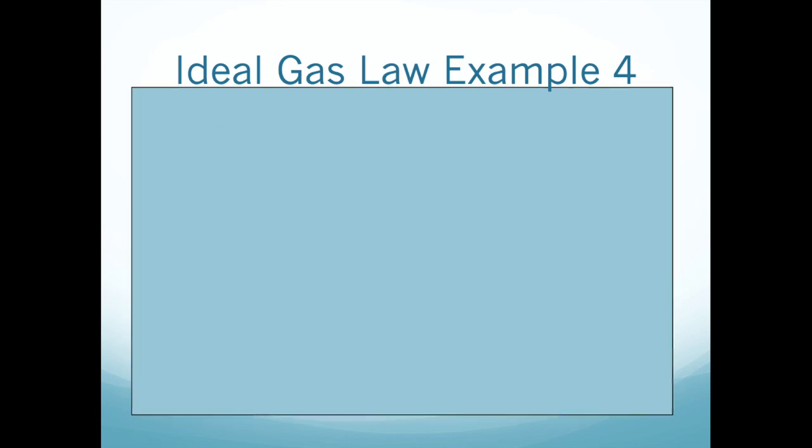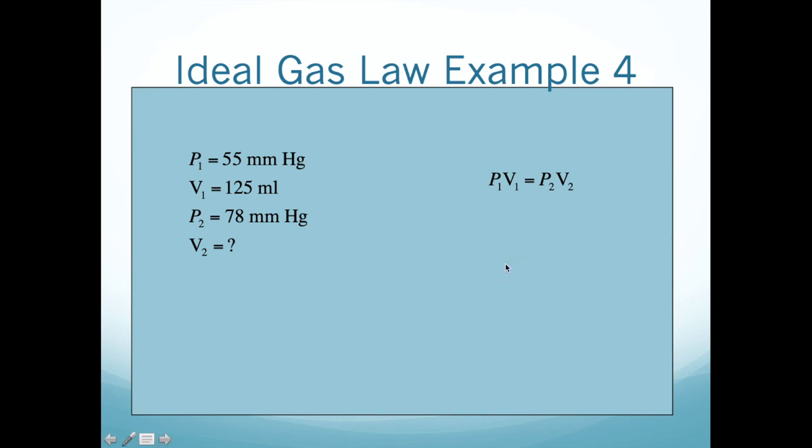Okay, so let's set up our combined gas law. I've left out T1 and T2 here because they cancel out. If this were the combined gas law, basically it'd be P1 V1 over T1 is equal to P2 V2 over T2. But since T1 and T2 cancel each other out because they're the same number, I've left them out here and we're left with just Boyle's law.